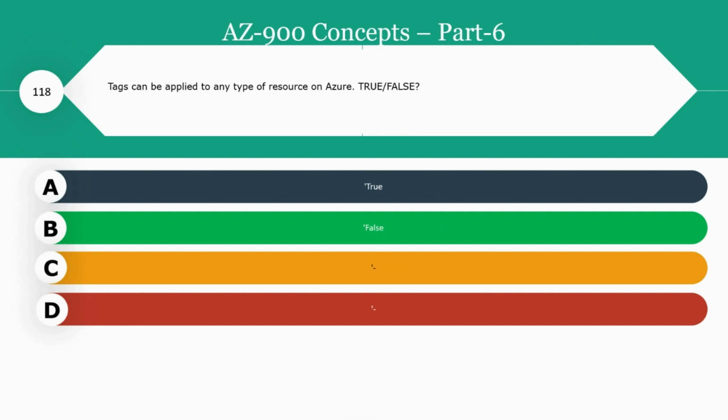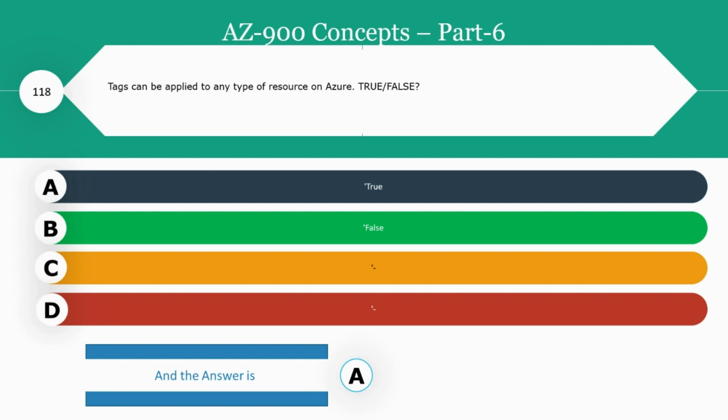Next question, tags can be applied to any type of resources on Azure. Is it true or false? Option A is the correct answer. Whenever you create a resource, you can add one or more tags to that resource for easy management of the resources. It's also used for cost calculation or automation and many more purposes. Sometimes people may talk about special resources for which you cannot create tags, but for the most part, all the resources, whenever you create it, you need to specify the tags.